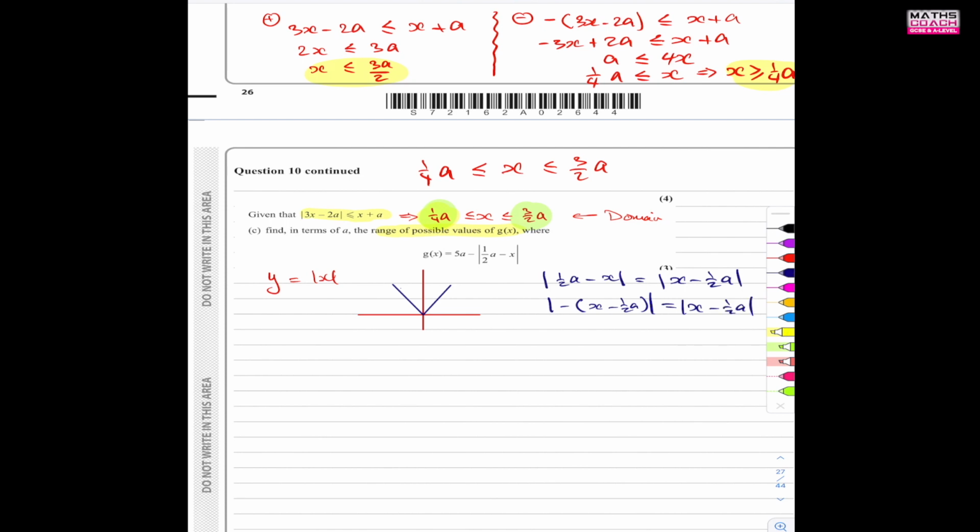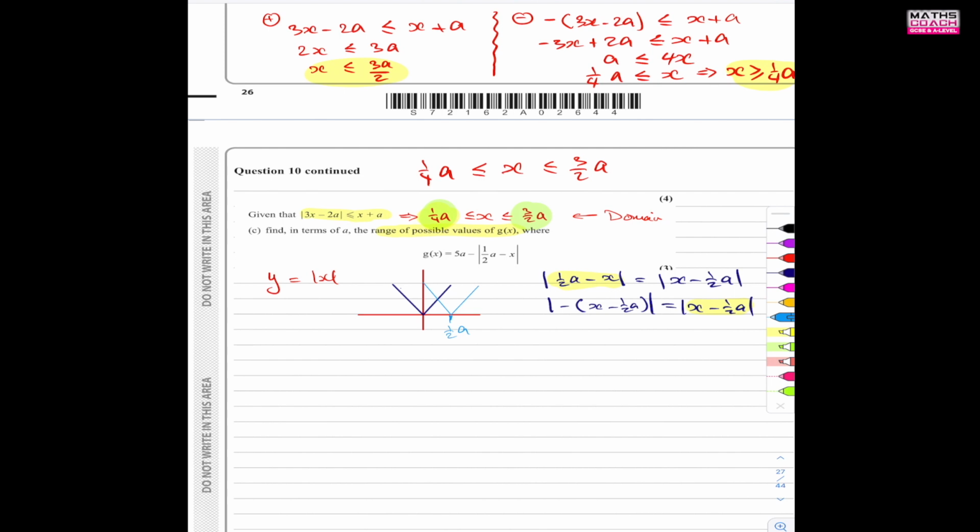So this basically means the same as that, which means the graph just shifts a half a to the right. So if we now shift this a half a to the right, we'll get a graph something like this. So here is a half of a.